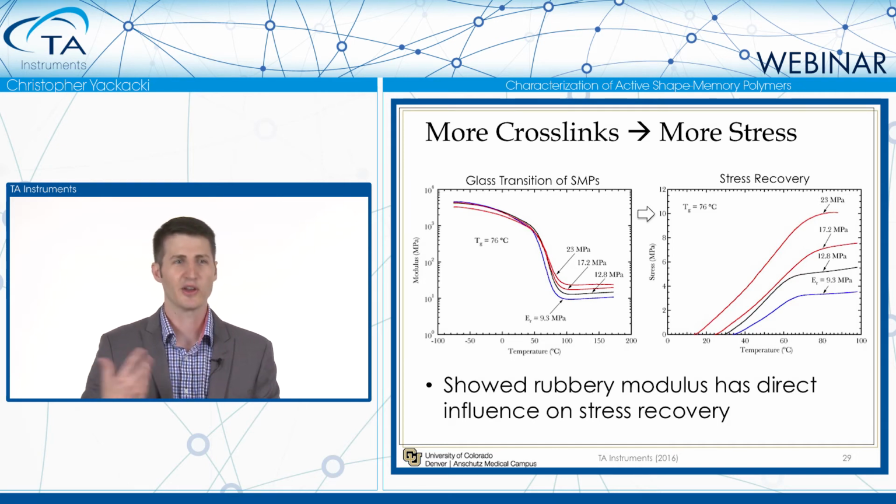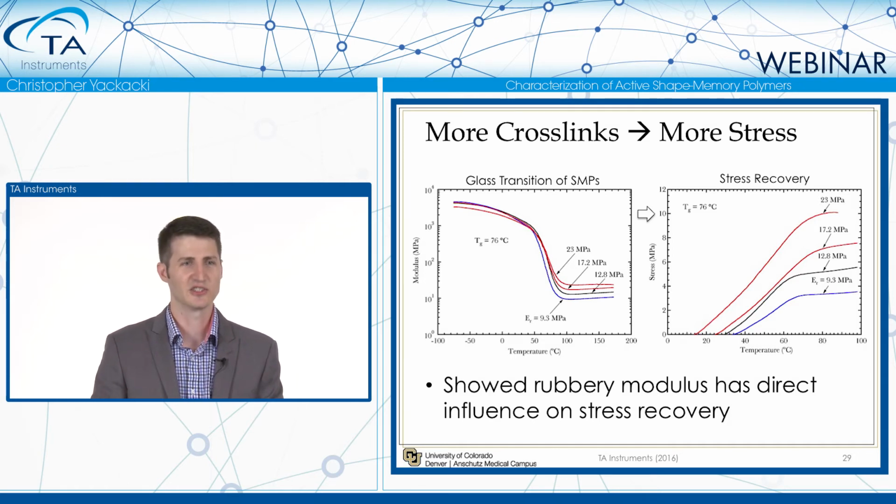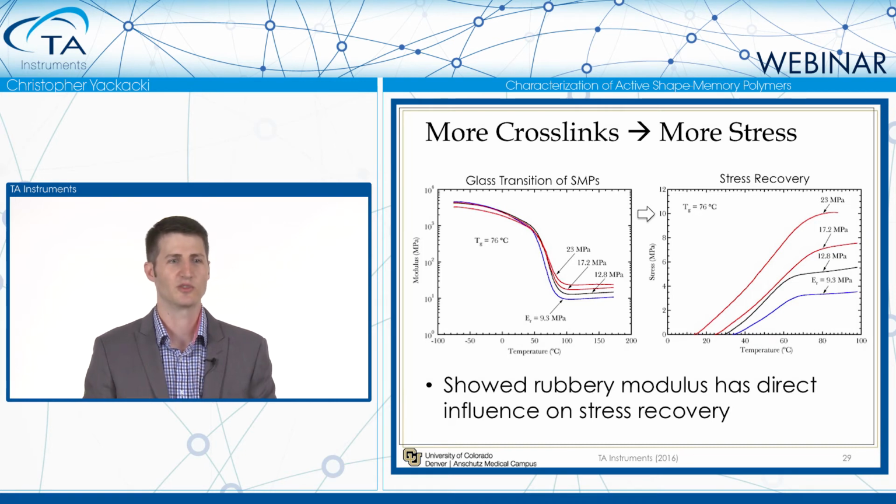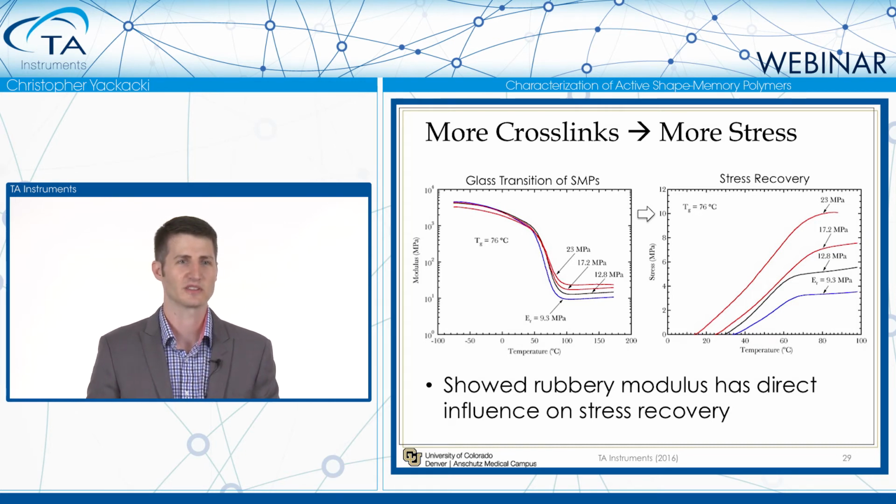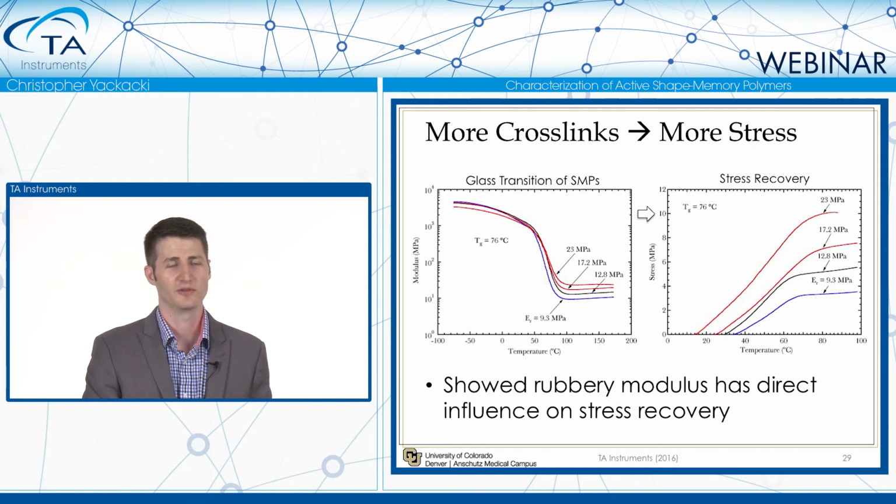So I kind of took out everything with the programming and the fixity and just looked at what the stress generation was as we heated up these networks. And so in this case, again, you can see that the lowest cross-linked, lowest modulus network provided the lowest amount of recovery force, and that scaled pretty proportionally. So it had a pretty nice direct influence on these materials and on the shape memory performance, easy to see.